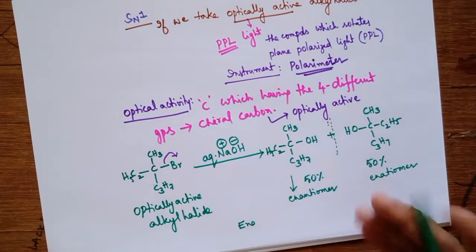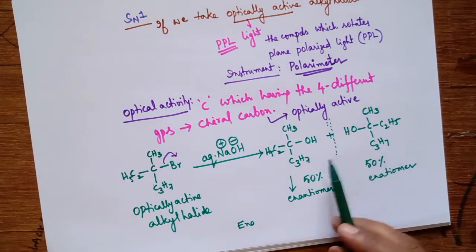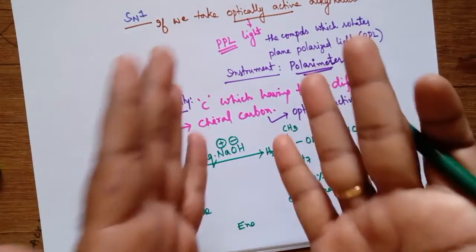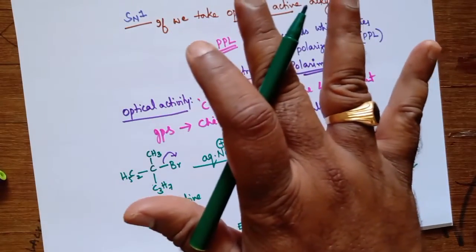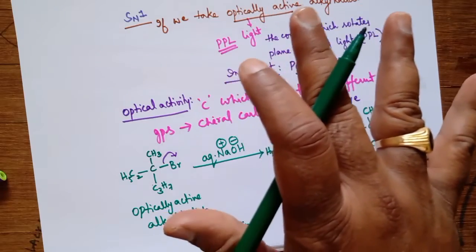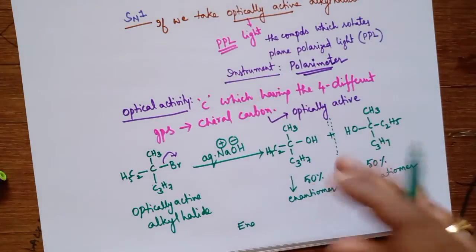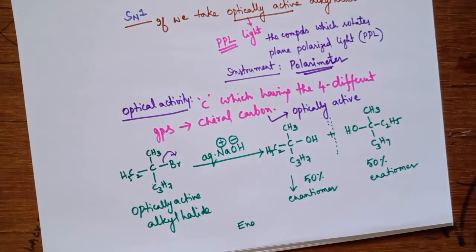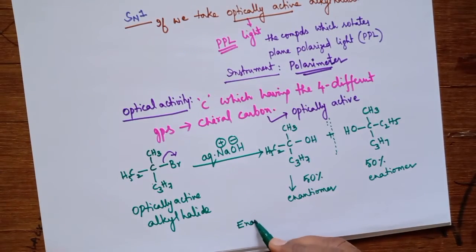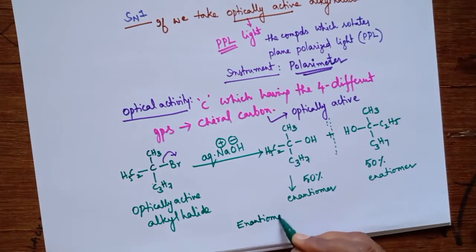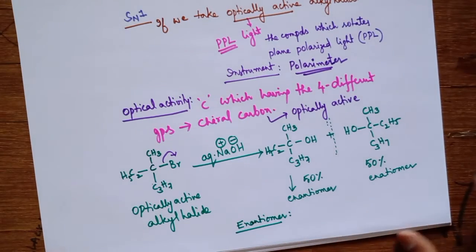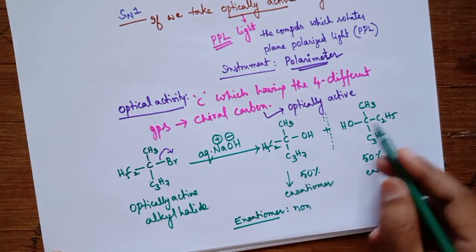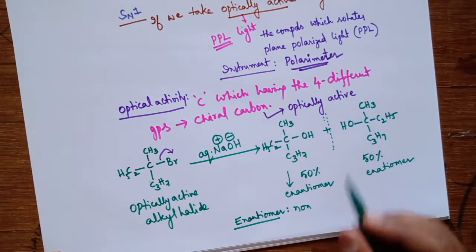If you put it in a mirror, it is exactly opposite, right? Just like your hands: how does the hand look? Exactly opposite to this one, right? So what is an enantiomer? An enantiomer is a non-superimposable mirror image. These two are enantiomers because they are non-superimposable mirror images.